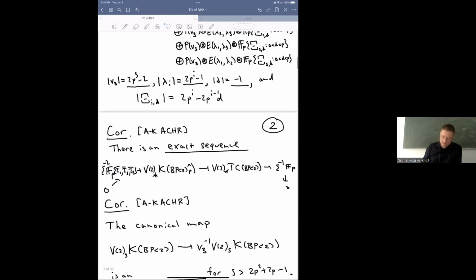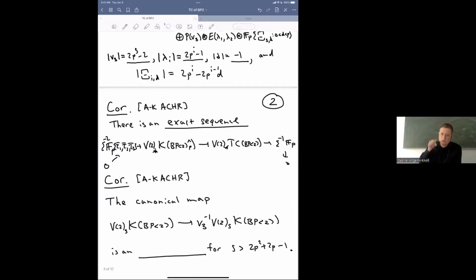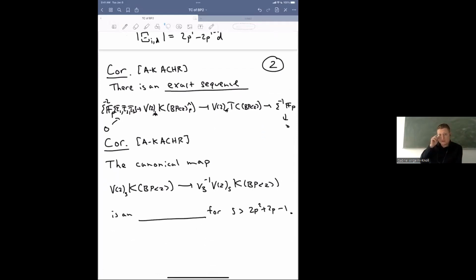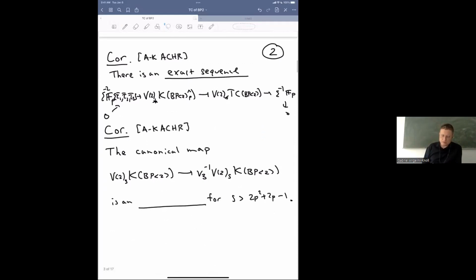Okay, and then we can also produce a statement about the P-local algebraic K-theory of BP⟨2⟩. Notice I sneaked in a P-complete here, but for the P-local story we also have a statement.